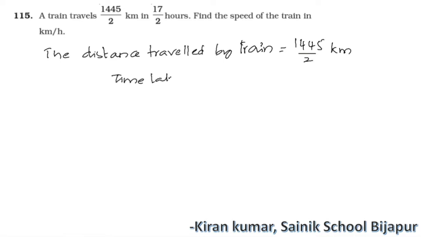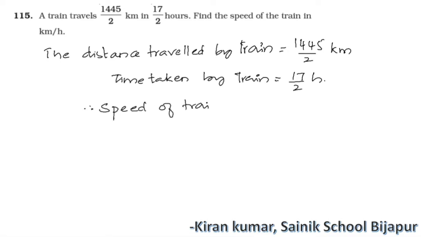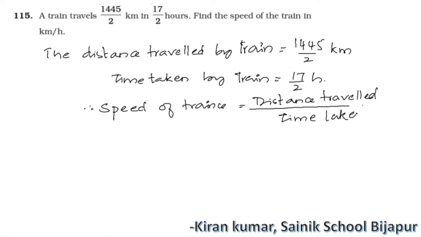Time taken by train is 17 upon 2 hours. Therefore, speed of train is given by distance traveled divided by time taken. Here the distance traveled is 1445 upon 2 and the time taken is 17 upon 2.